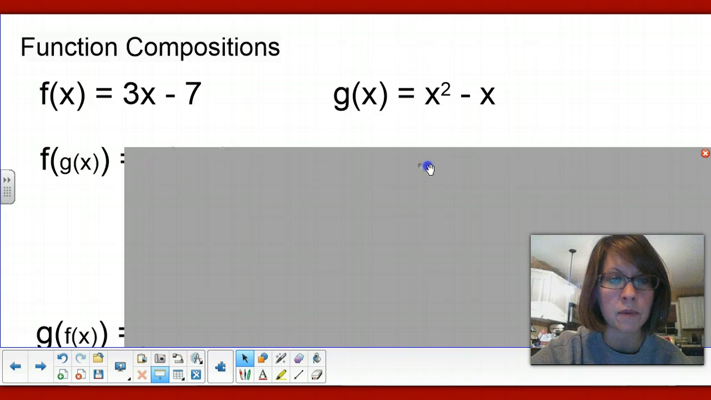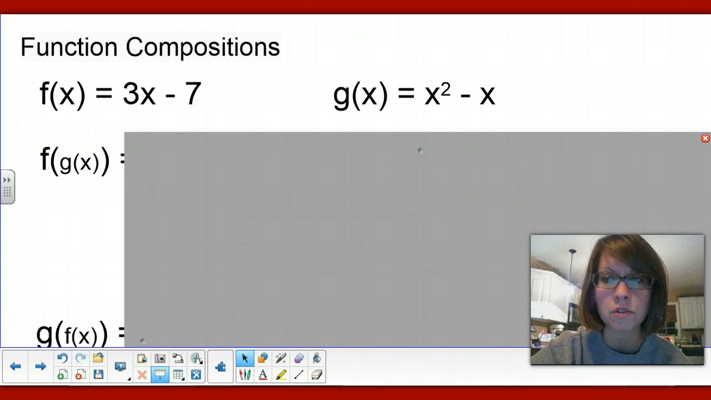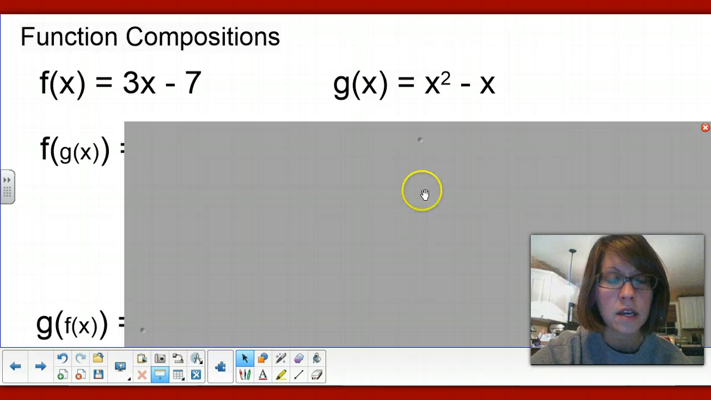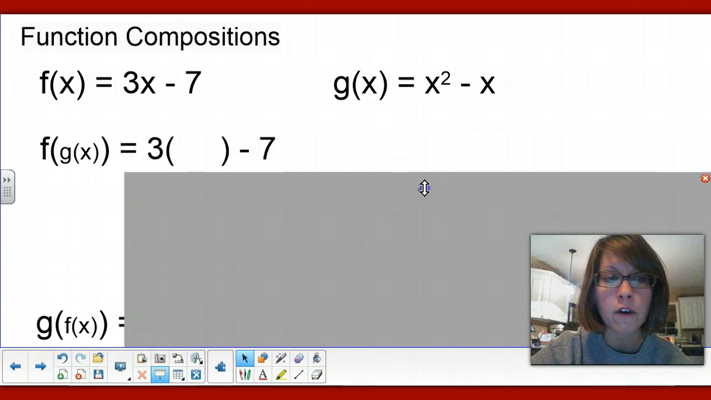If you look down at the bottom of the screen, I've shown that we could also do g of f of x. So what we're doing up at the top is we're putting g inside of f. Down at the bottom, we're putting f inside of g. Okay, so for g inside of f, we use the outer f function, 3x minus 7, as a framework. And the x we're going to leave open, and we are going to put g of x in it.